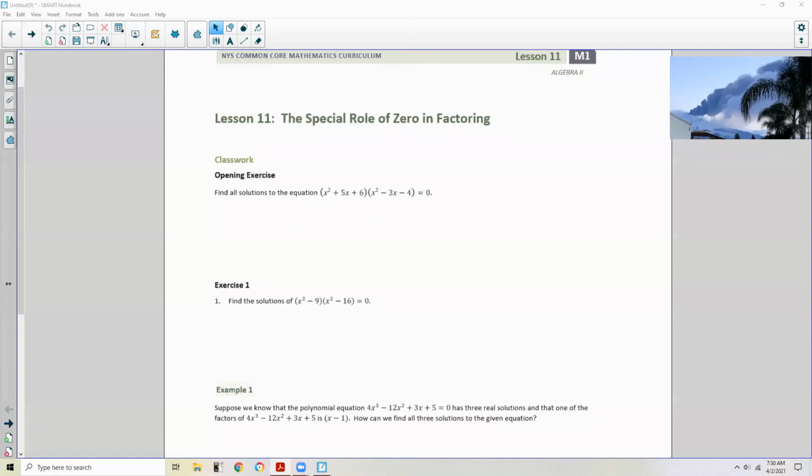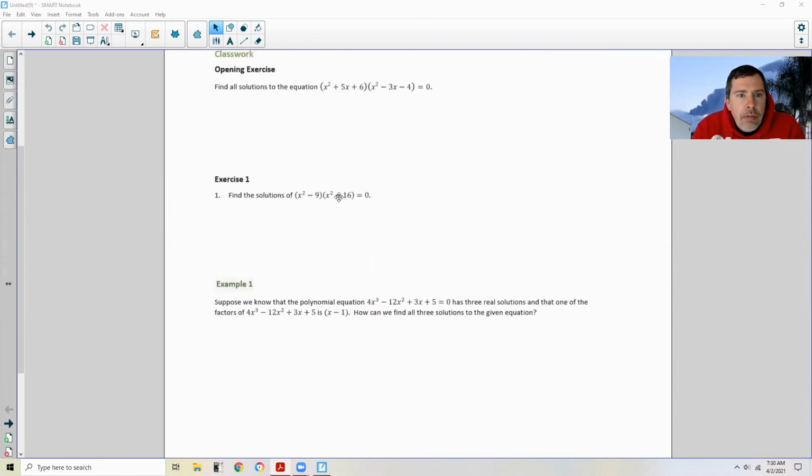Okay, lesson 11, the special role of zero in factoring. Zero is a really powerful number, and the classwork opening exercise says to find all solutions to the equation x squared plus 5x plus 6 times x squared minus 3x minus 4 equals 0. Before I get started, though, let's just go to some really basics.